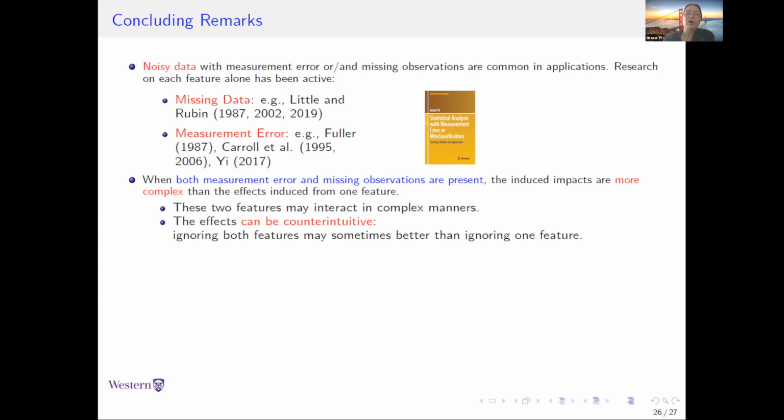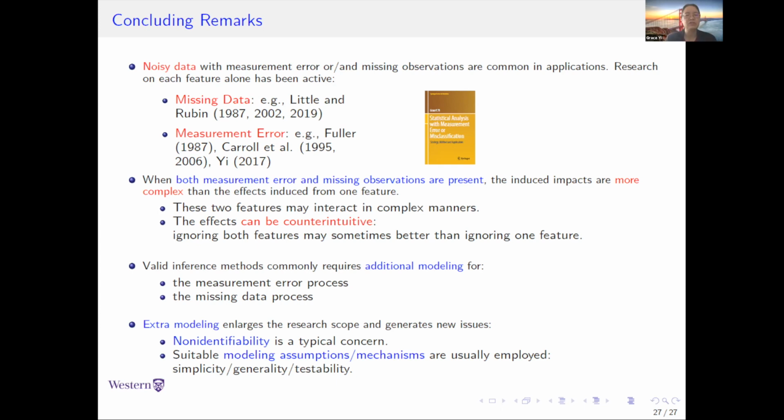From these simple scenarios in causal inference, we could notice the impact induced by both features could be a lot more complicated than the effects induced by considering a single feature, because these two features could interact or interplay in complicated ways. And sometimes we may end up with counterintuitive scenarios where ignoring both features could be even better than ignoring one feature. So this is a very interesting message.